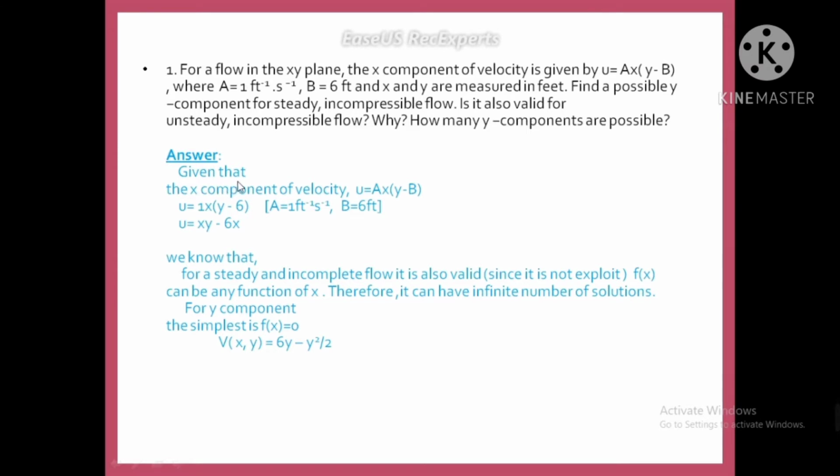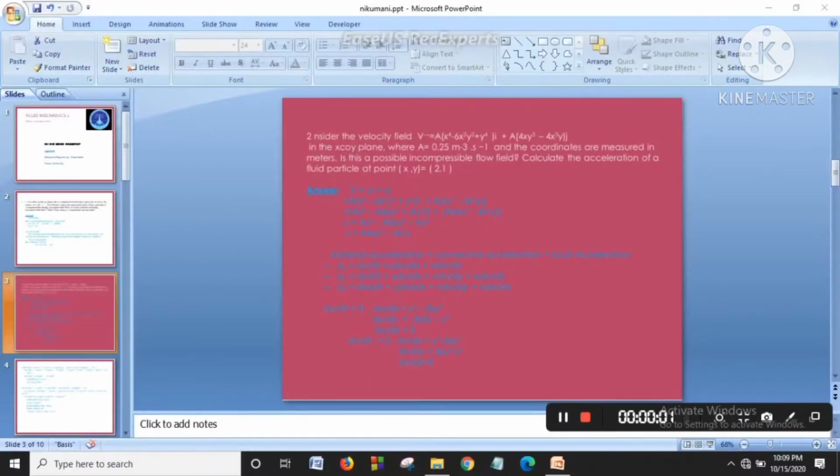For the question, here's the answer. Given u equal to ax y minus b, after putting the values of a and b, we get u equal to xy minus 6x. We know that for a steady incompressible flow, this is also valid. f(x) can be any function of x, therefore it can have an infinite number of solutions for the y component. The simplest is f(x) equal to 0. So v equal to 6y minus y square by 2.